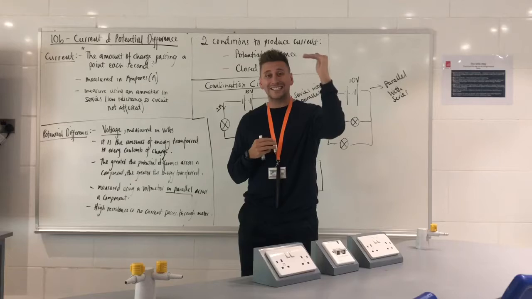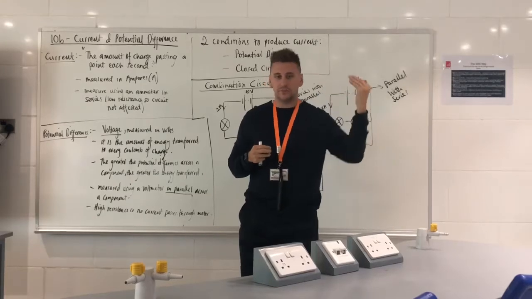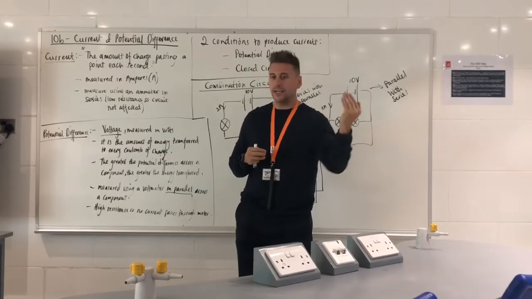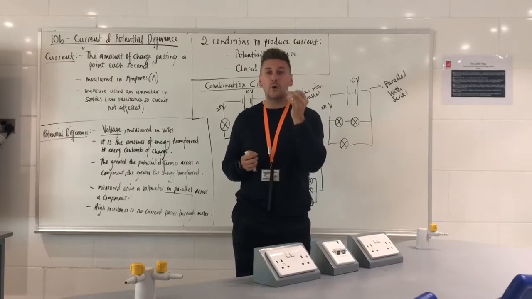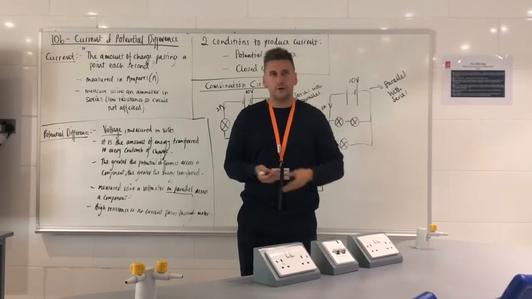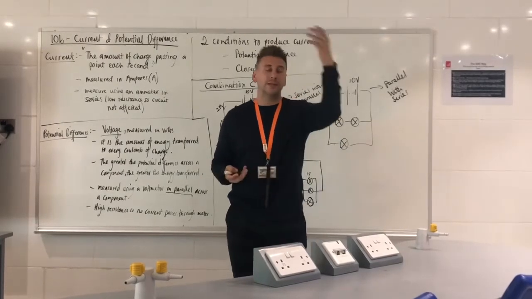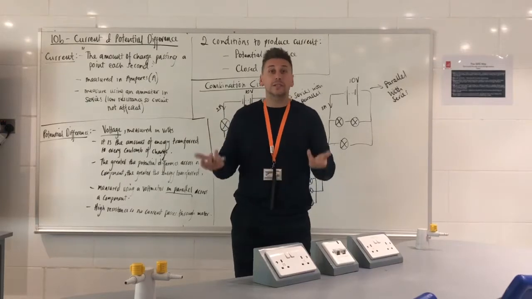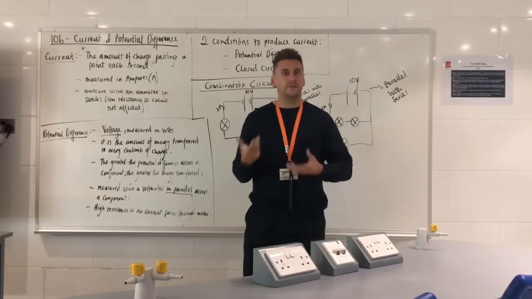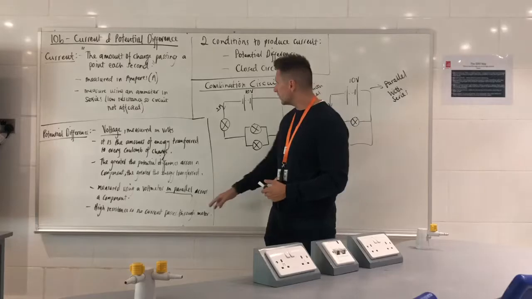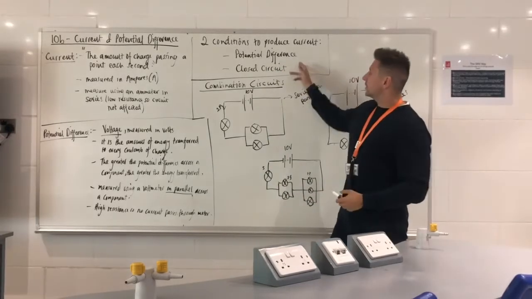So that high resistance in the voltmeter sends the current straight past, straight through the component. If it's so high, it won't even bother going through the voltmeter. It wouldn't even be able to pass through. The resistance would be too high. And that means that it doesn't affect the circuit again. Okay?